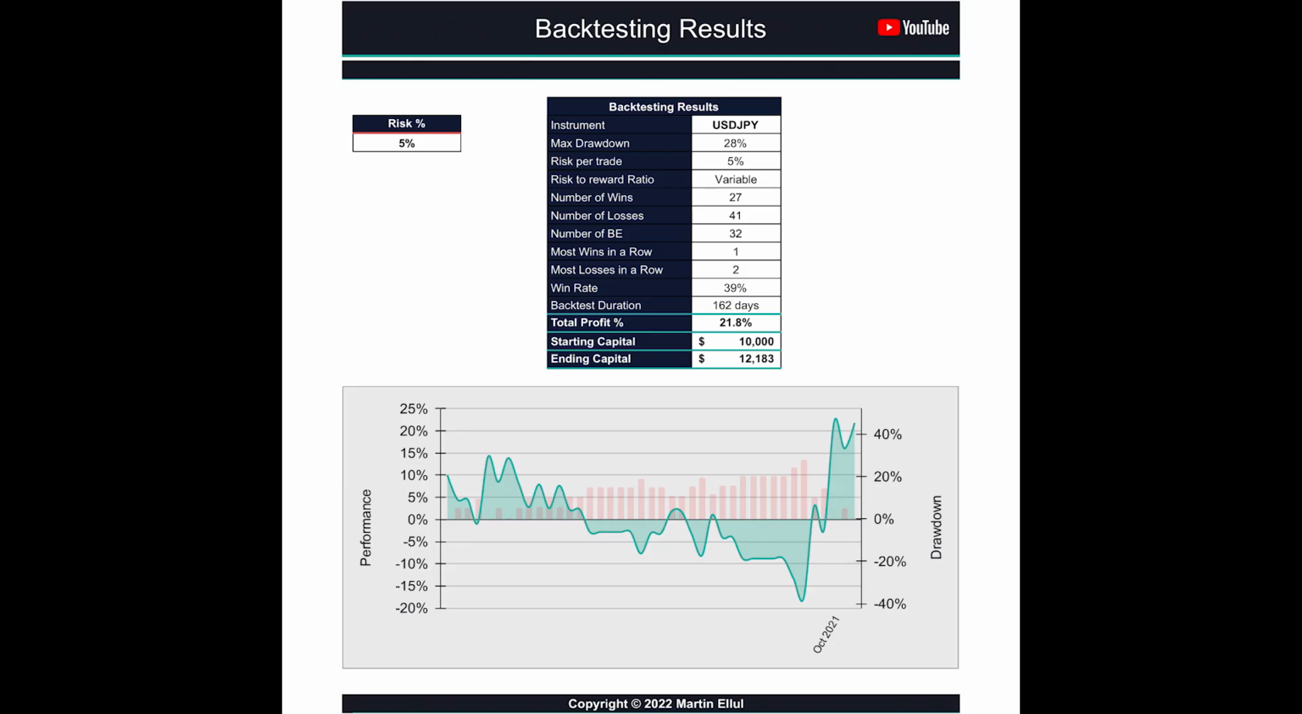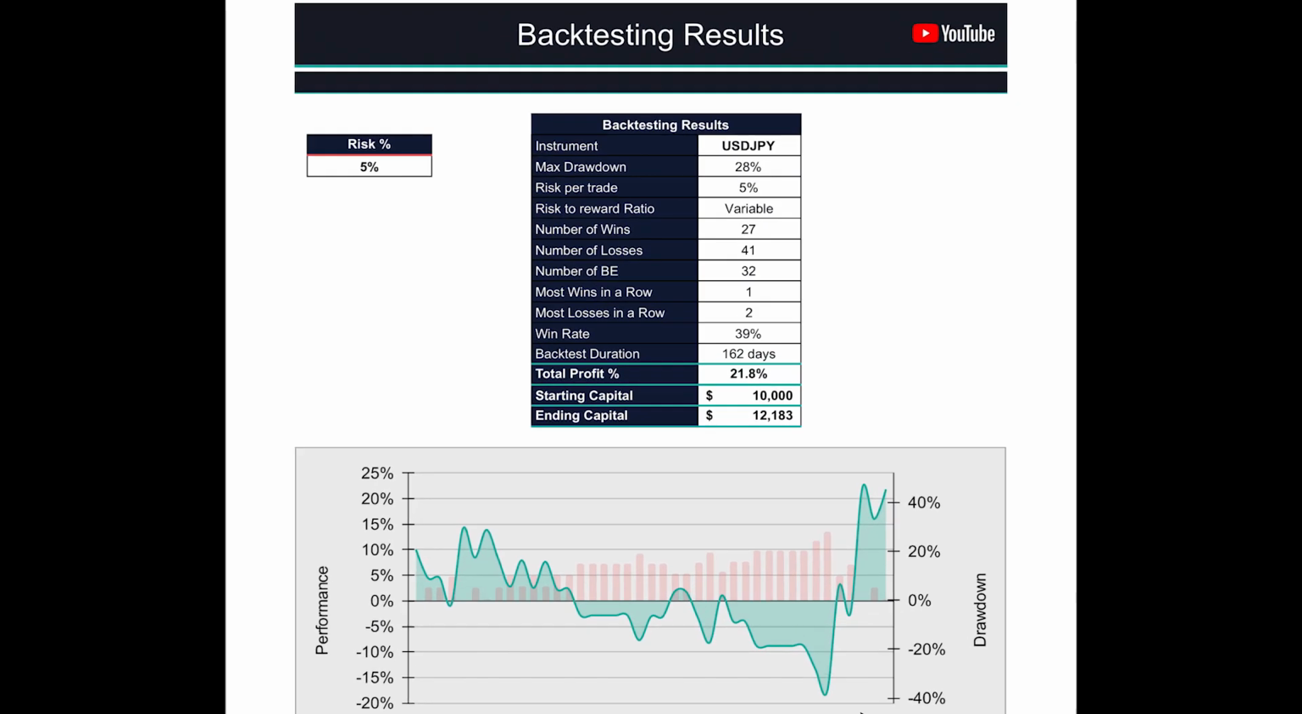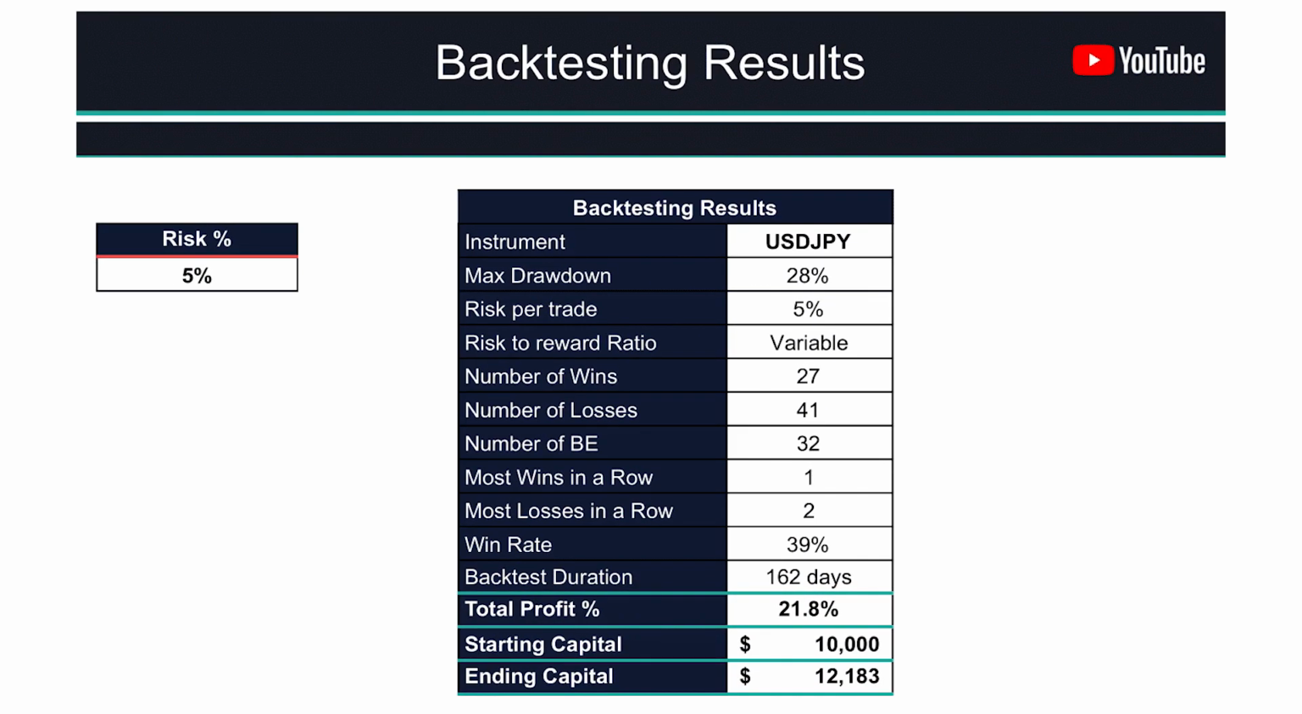Guys, so here are the backtesting results. On USD JPY, we had a maximum drawdown of 28% while risking 5% per trade. We had a variable risk to reward ratio with 27 wins, 41 losses, and 32 break-even trades, with a maximum of 1 win in a row and 2 losses in a row.